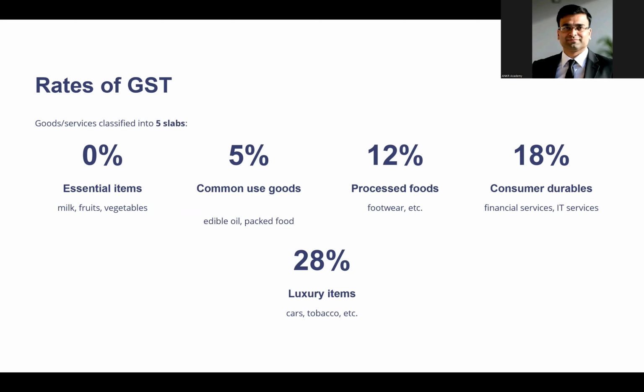Mobile phone purchases and electronic item purchases come under 18%. And all luxury items are 28%. So costly hotels, costly cars, etc. will fall under 28%. For us right now to understand, there are 5 different slabs of GST.